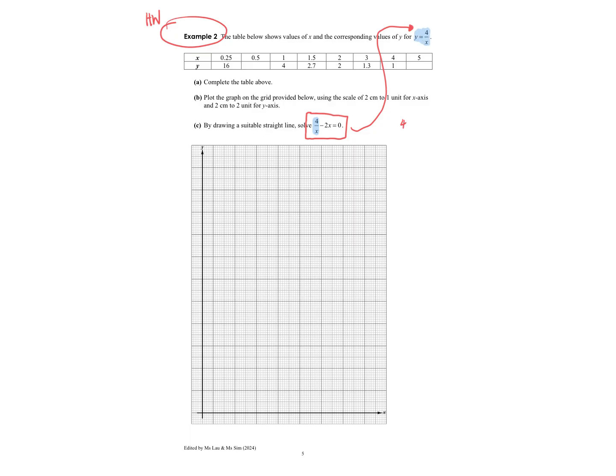Leave the 4 minus x here. Bring the 2x to the other side. So the equation you need to draw is this one. This is the suitable line.